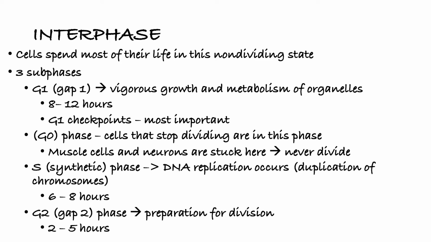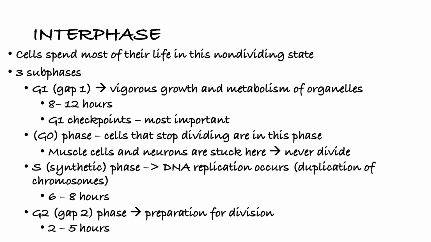So interphase, which is where most of these cells are going to spend their time, all right? And I mentioned briefly the three subphases, G1, S phase, and G2. I'll talk about the G0. So the G is short for gap, all right? Gap 1, this is where we see vigorous growth and metabolism of organelles. Every single organelle has to double up. If we have like 50 mitochondria, then we need to make that 100.